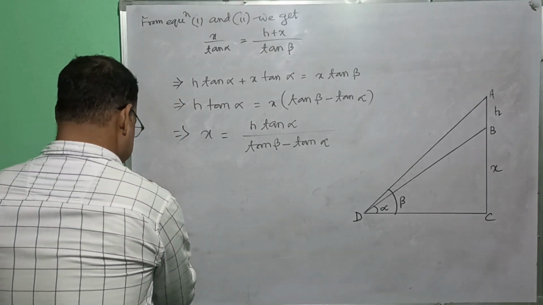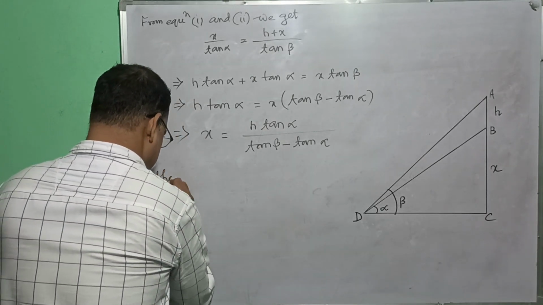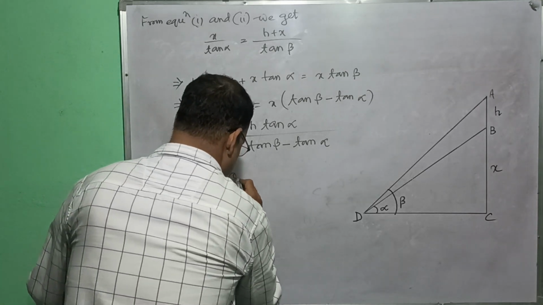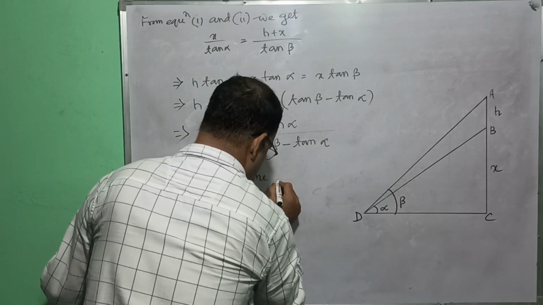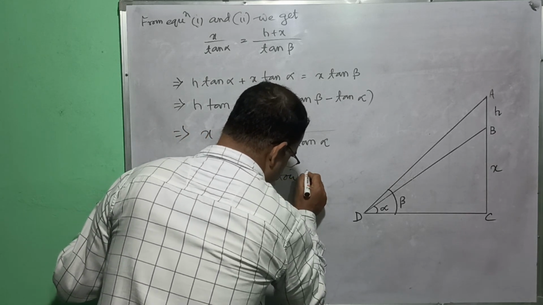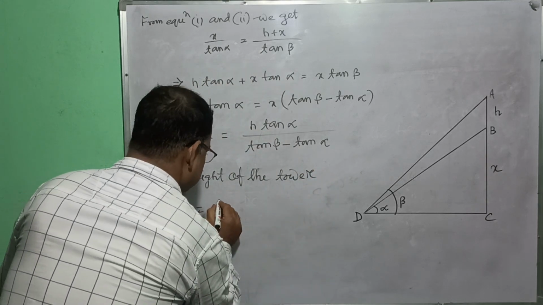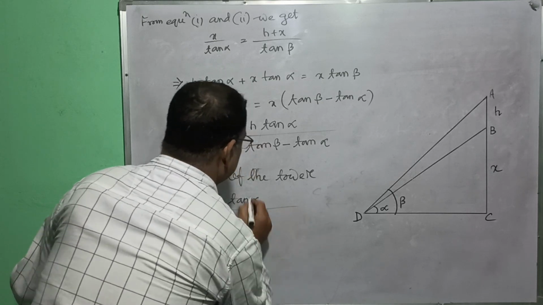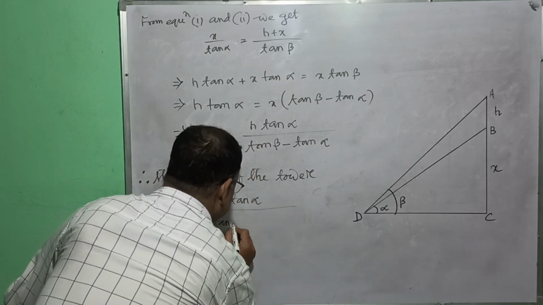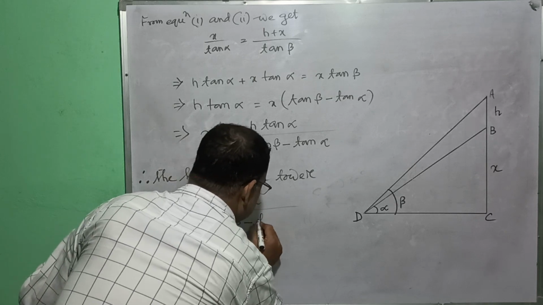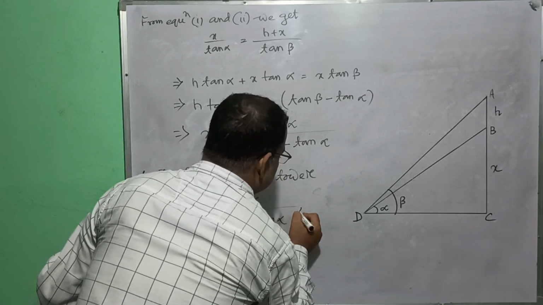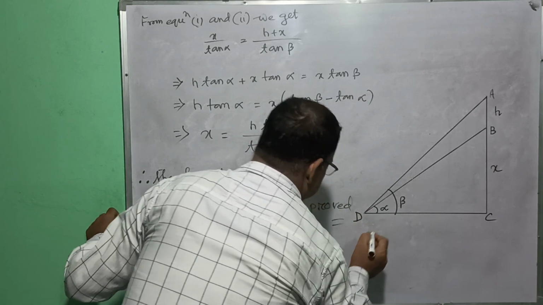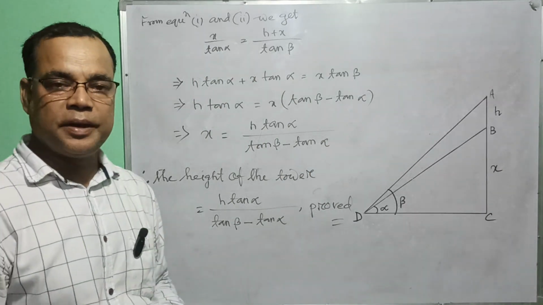Now we only need to write, therefore the height of the tower equal to h tan alpha divided by tan beta minus tan alpha, and we can write proved. So that much. I hope you can understand.